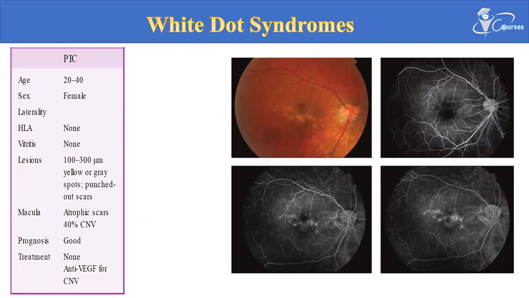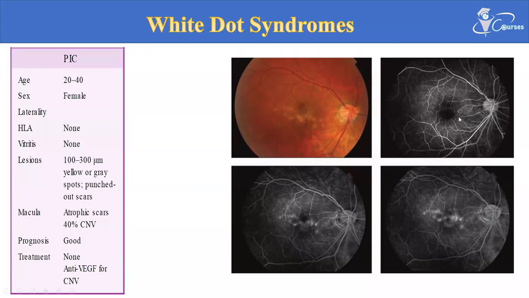Finally, the punctate inner choroidopathy. It occurs between 20 to 40 years old, more common in females, no HLA associations, no vitritis, with multiple yellowish grayish opacities present in the posterior pole, as you can see here, punched out scars, with the macula showing atrophic scars, with 40% incidence of CNV, with good prognosis, and treatment should be done only for the CNV if it develops.